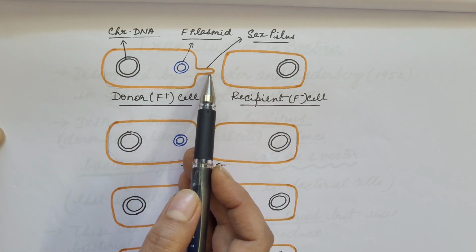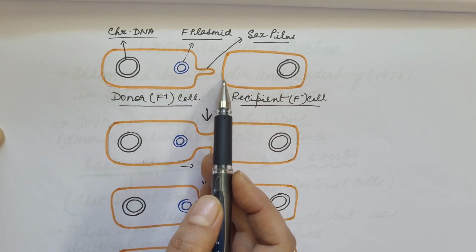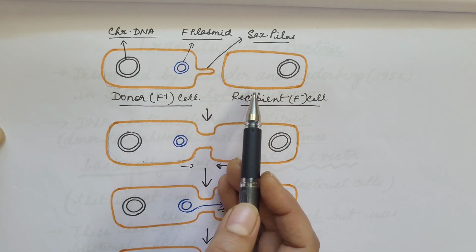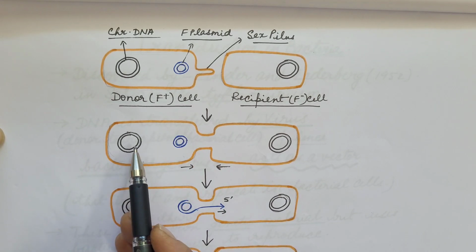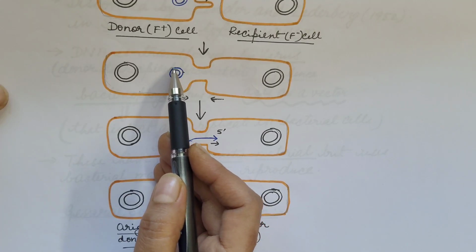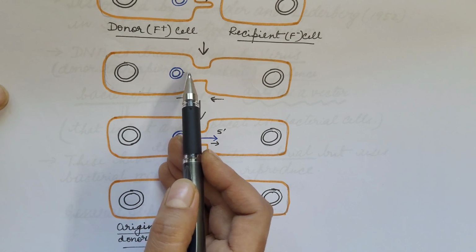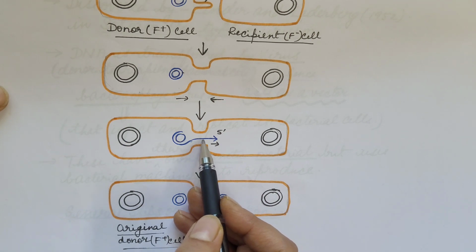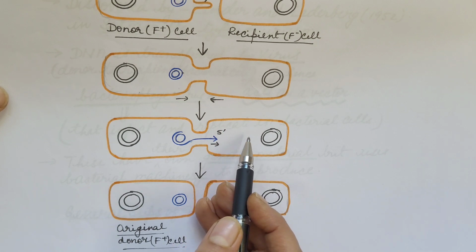The donor cell, with the help of a sex pilus, attaches to the protein present on the outer membrane of the recipient cell and pulls the recipient cell close. Then a cytoplasmic bridge is formed between the donor and the recipient cell. After that, a nick occurs in one strand of the F plasmid at the origin. Then this nicked strand is transferred from donor to recipient cell in 5' to 3' direction.